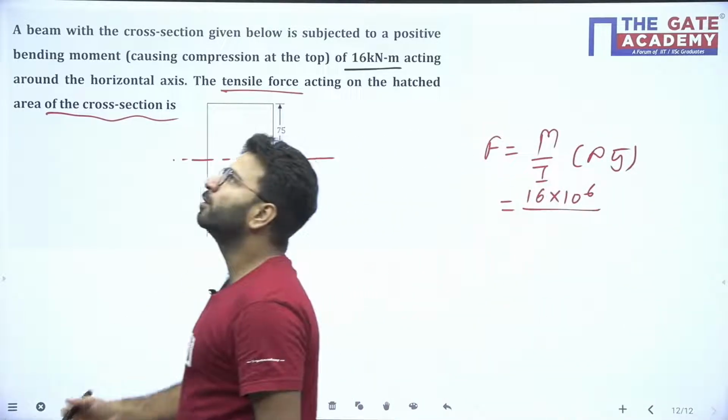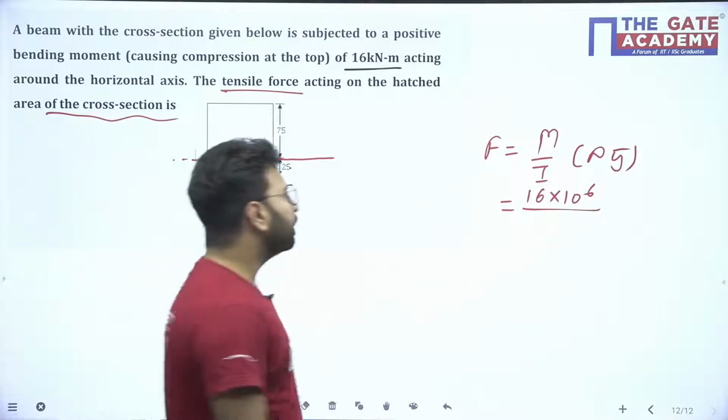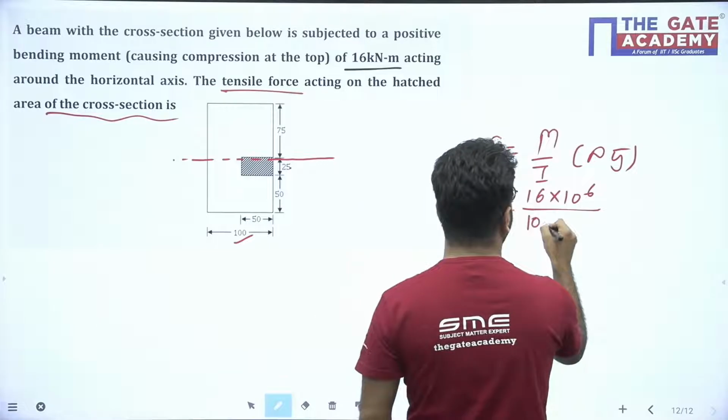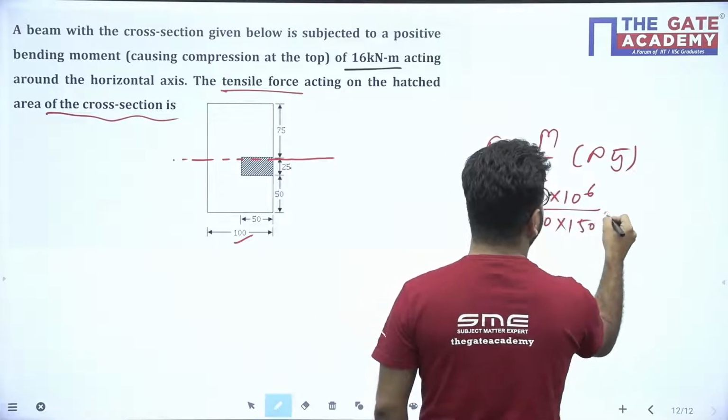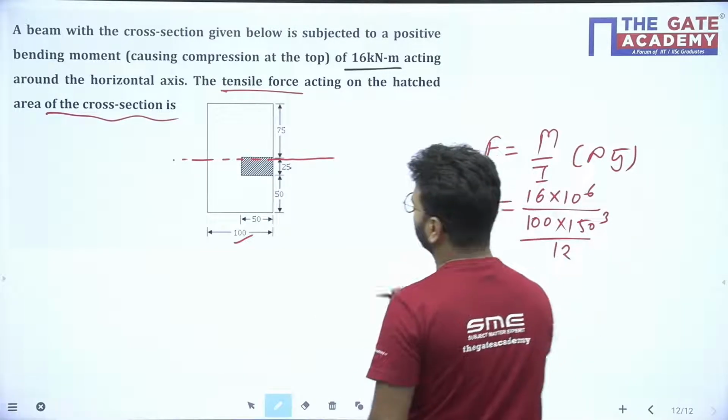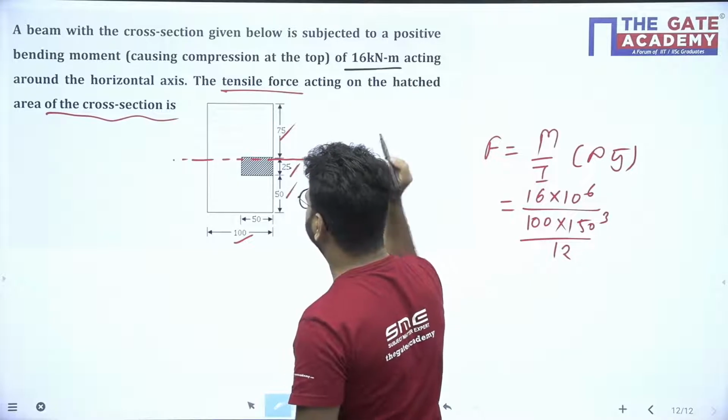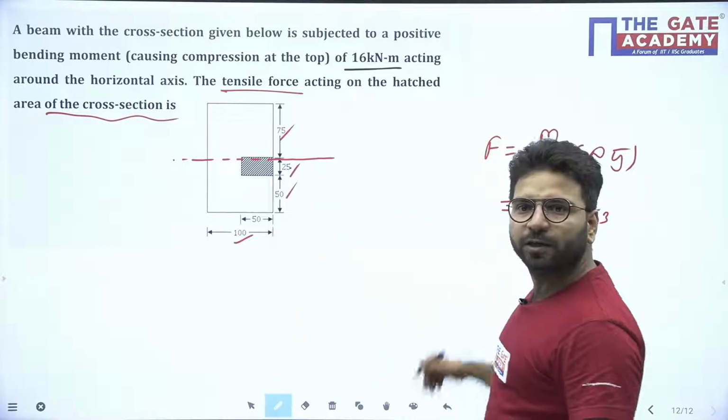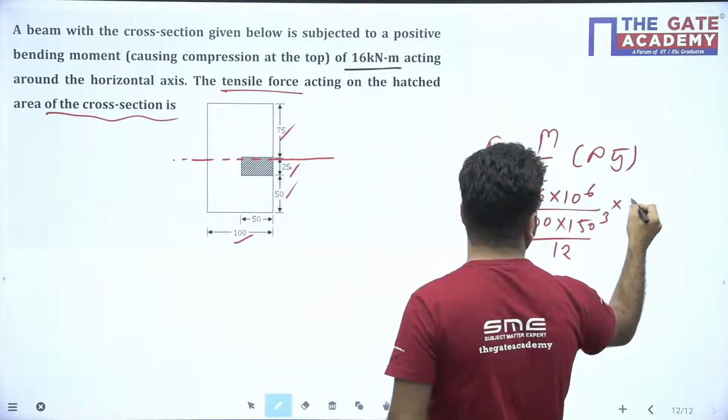16 into 10 to the power 6 is our bending moment. I will be how much, beta? 100 into 150 cube by 12, yes or no? Because 75 plus 25 plus 50 will be 150. So bd cube by 12, into A into y bar.